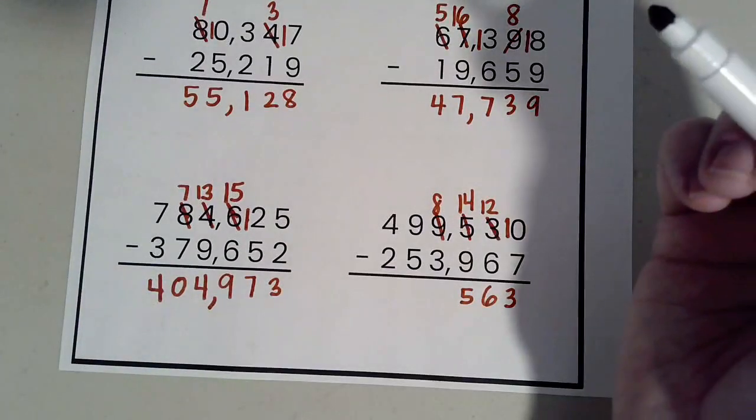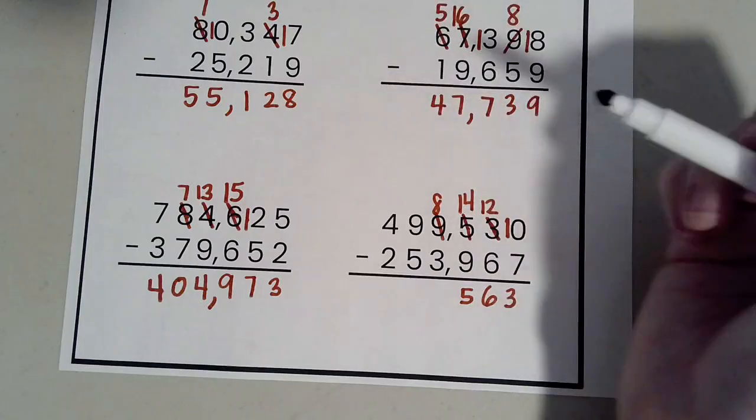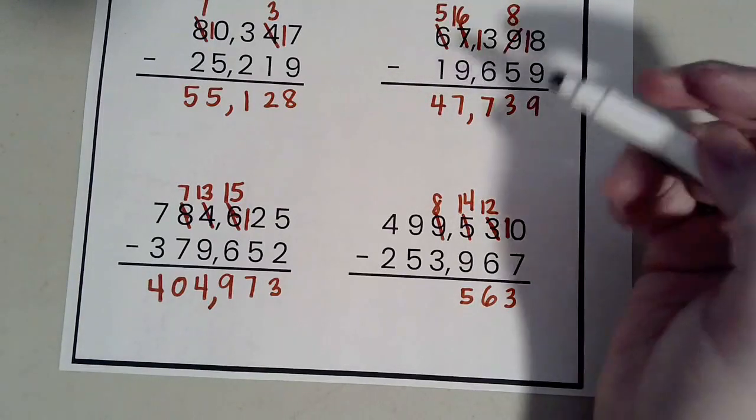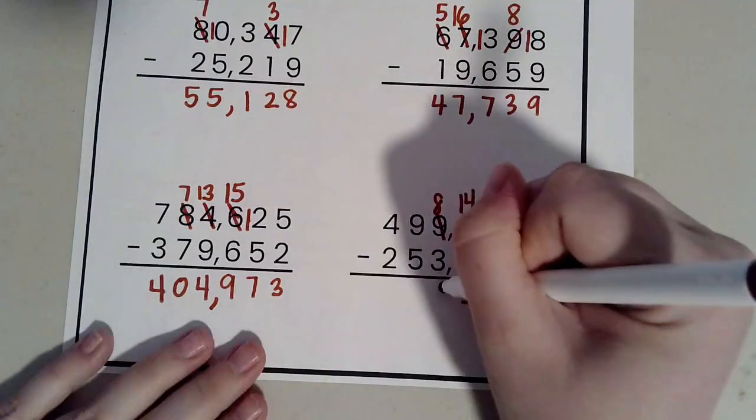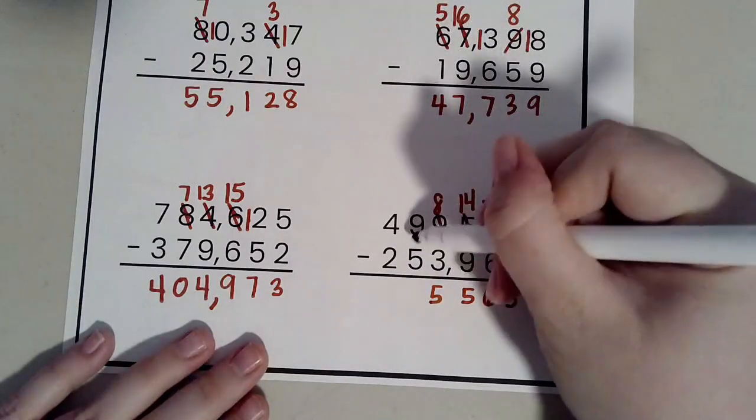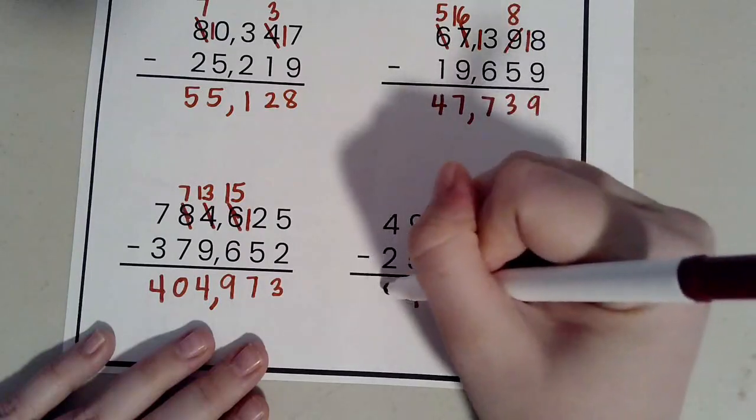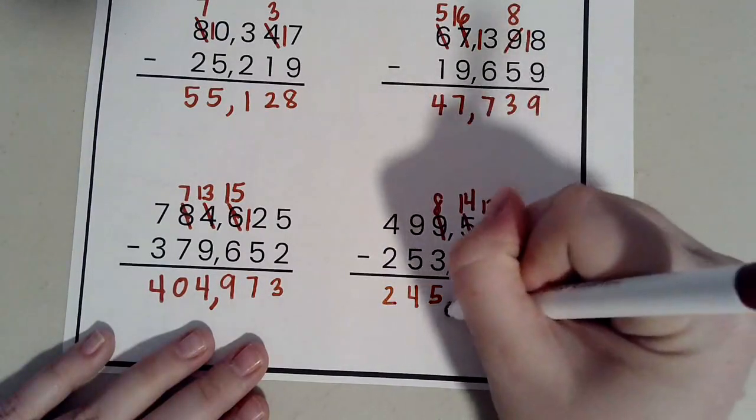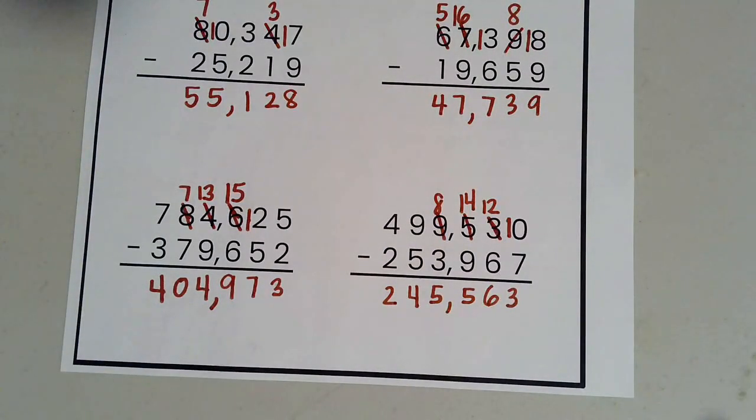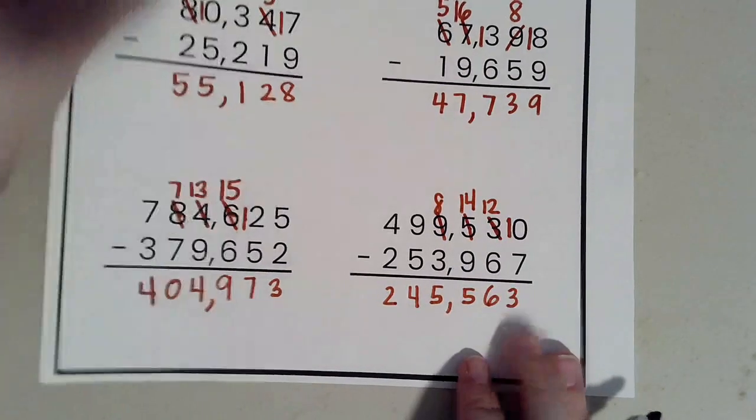And if I'm going too fast, you can always pause it to get caught up, or you can re-watch whatever you need to. So you can always rewind. 8 minus 3 is 5. 9 minus 5 is 4. And then 4 minus 2 is 2. And we count back 3 to put our comma. Okay?